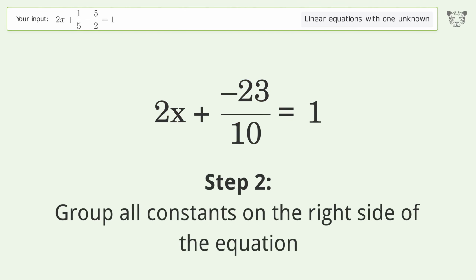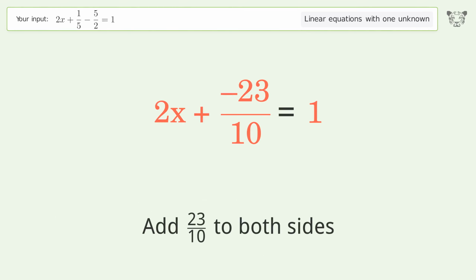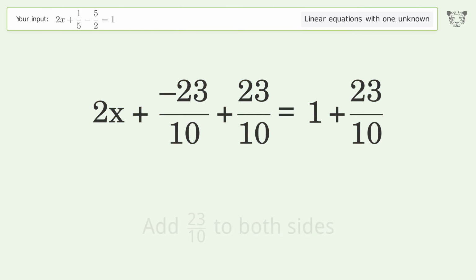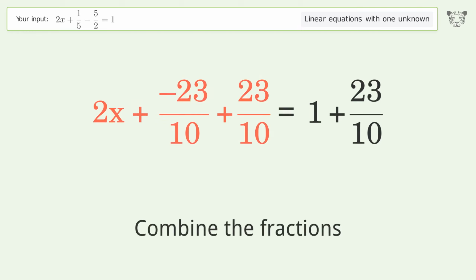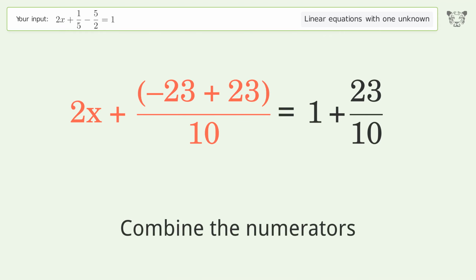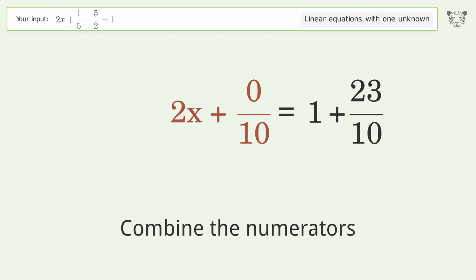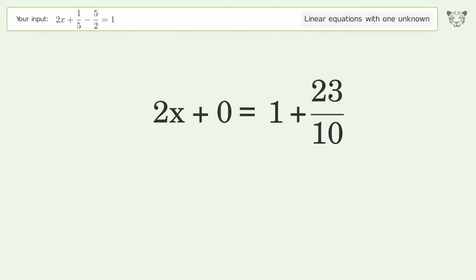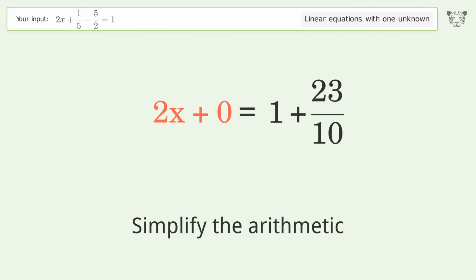Group all constants on the right side of the equation. Add 23/10 to both sides. Combine the fractions. Combine the numerators. Reduce the zero numerator. Simplify the arithmetic.